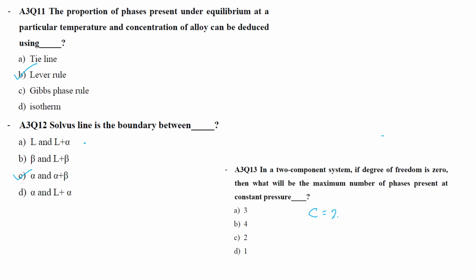The component will be 2. It is given 2 components, and degree of freedom is 0. So it will be C plus F is equal to C plus 2, but pressure is constant, so it will be C plus 1. Now substitute everything: C plus 0 is equal to 2 plus 1. Then you will get the value P is equal to 3. These kind of questions you can expect in the exam.